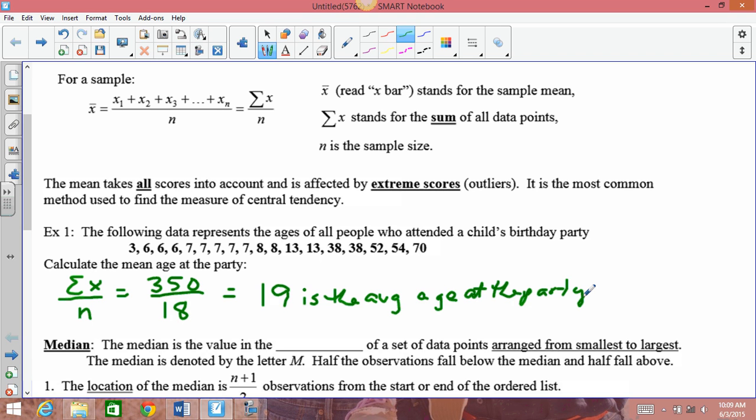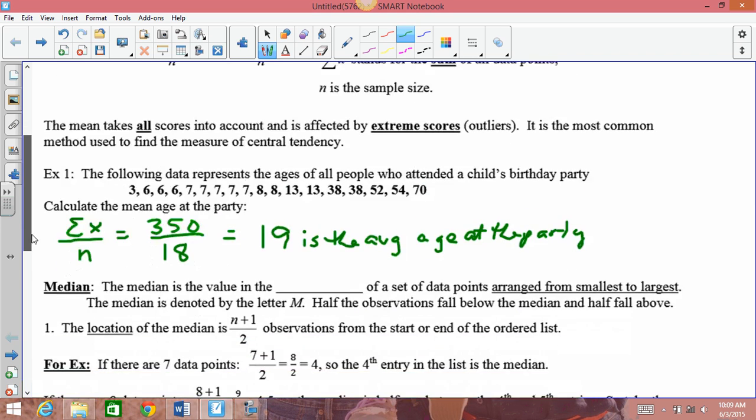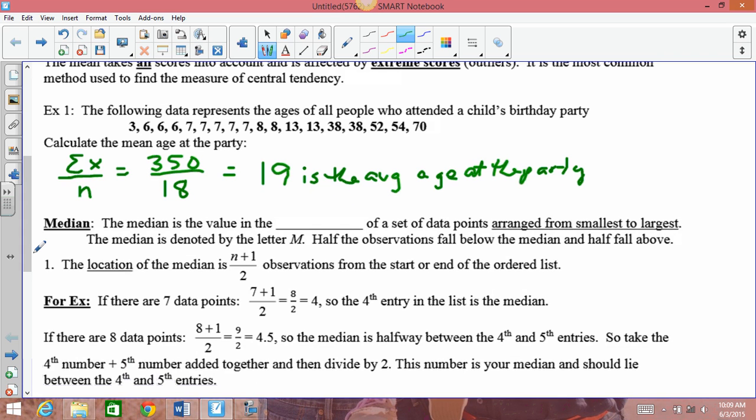But the problem with that is that it has been affected by, you can see the majority of the people at the party were ages 6 through 8. But what's happening here is that these larger numbers, those in their 50s and 70s, these few little outliers, are greatly affecting the average. Okay, so that's where sometimes the median can be more beneficial.